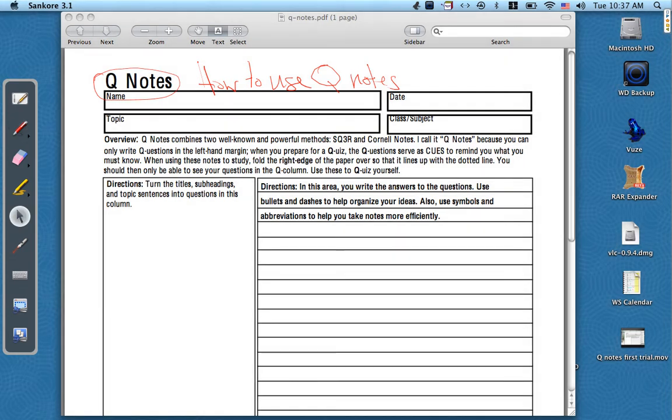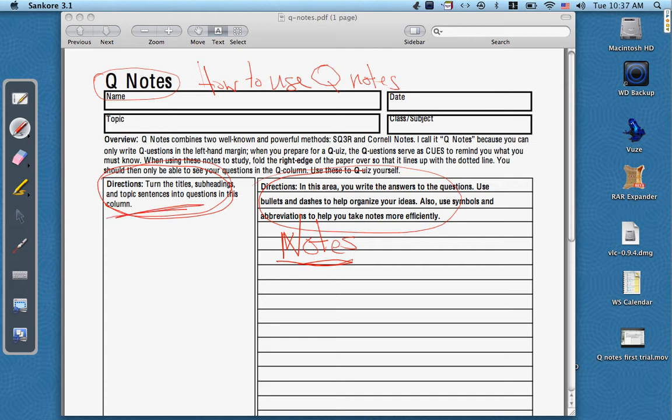You'll see that the Q Notes up top has two different sections, right? There's this small, narrow section that's blank, and then there's this larger section over here with lines, right? This is where you're going to put your notes over here. So your notes from the lecture, from the readings, will go over in this section, right? This is where you're going to take notes. Over here, where it's blank, right?